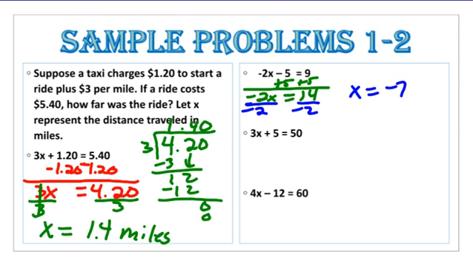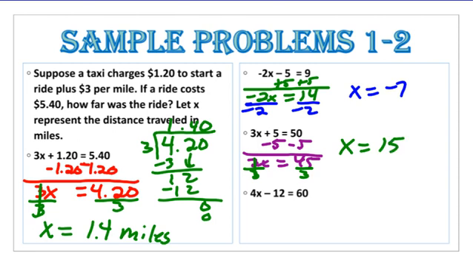Next problem. 3x plus 5 equals 50. The opposite of adding 5 is subtracting 5, and I do that on both sides. So I have 3x equals 45. To get x completely by itself, we divide by 3 on both sides. x equals 15.